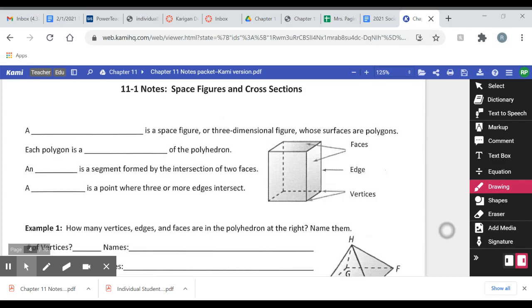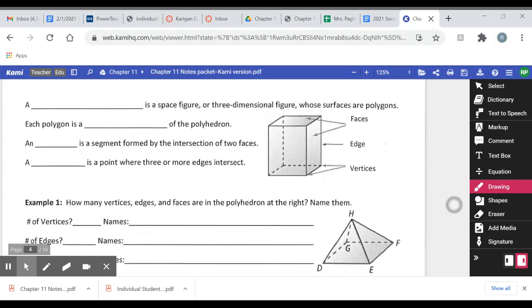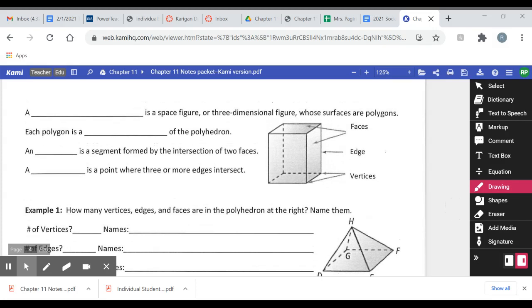You can do it. So first thing here is that a polyhedron is a space figure or three-dimensional figure whose surfaces are polygons. The prefix poly means many, so it can have many sides. And again, it's a 3D figure, not a two-dimensional figure. That's good to think of at the beginning of this chapter. A two-dimensional figure is what we were just working with in chapter 10, a figure that fits just on a sheet of paper.